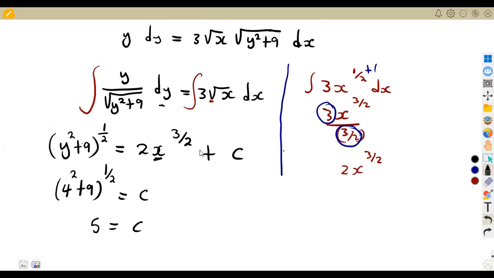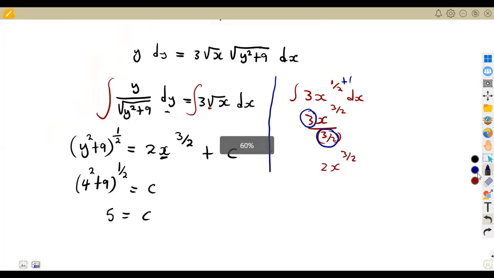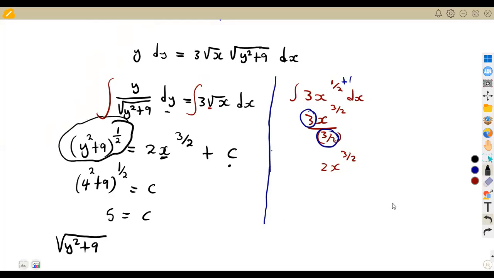So having our c equal to 5, we are going to substitute back into the expression that we had where there's a constant. Remember, I said it can be written as the square root of. So you can write this as the square root of y squared plus 9, which is the same as the square root of this, which is equal to this one. Also, you can write it as a square root, or you can just leave it like that.